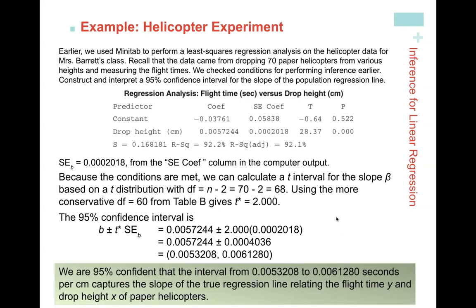So remember how to interpret this interval in context. We are 95% confident that the interval from 0.00532 to 0.00612 seconds per centimeter captures the slope of the true regression line relating flight time y and drop height x of paper helicopters.